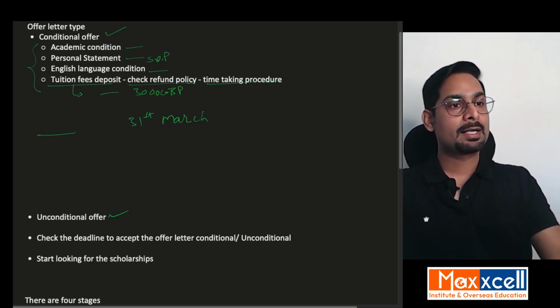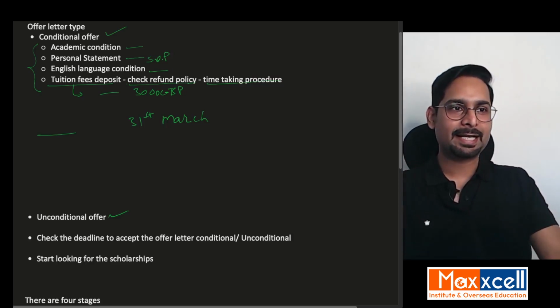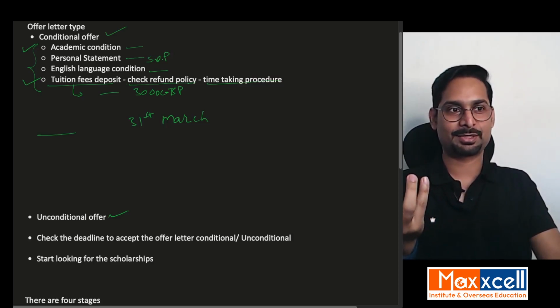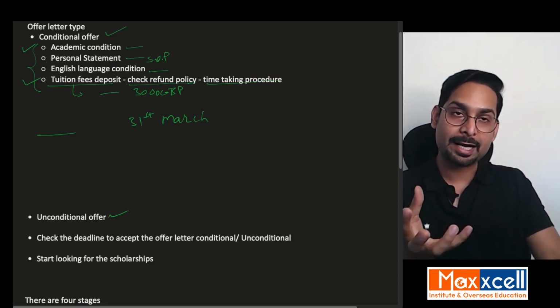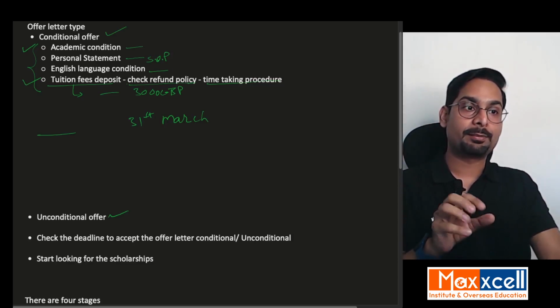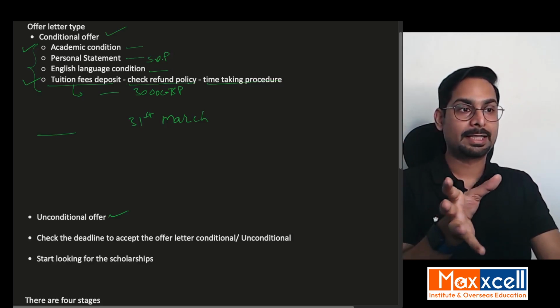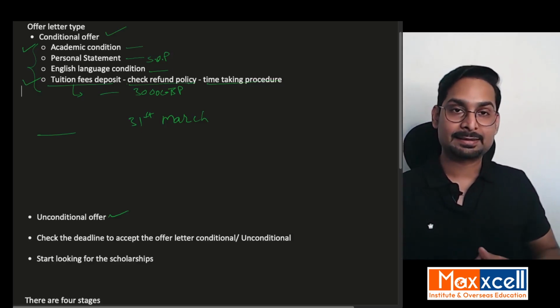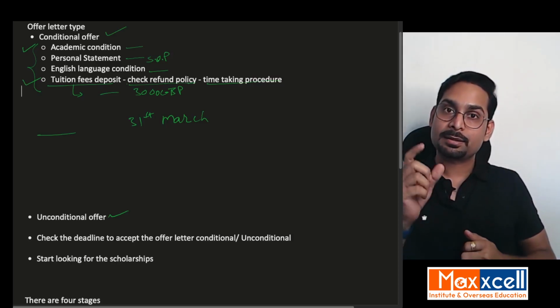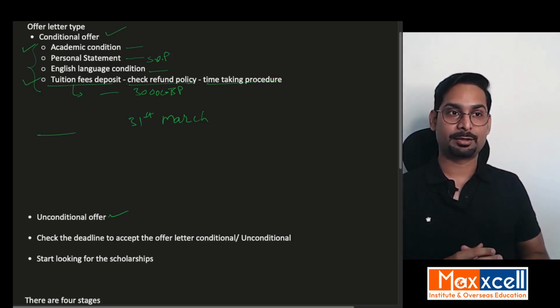Now, suppose you get an academic condition as well as a tuition fee deposit condition, okay, you might get stuck in that situation where there is an academic condition that you need to have, let's say, 60% in your bachelor's and you need to deposit a certain amount as part of your tuition fee. Now, in that case, if you are very sure that you are going to achieve that particular percentage, then only go for the tuition fee deposit.